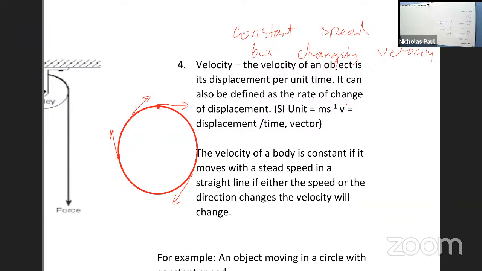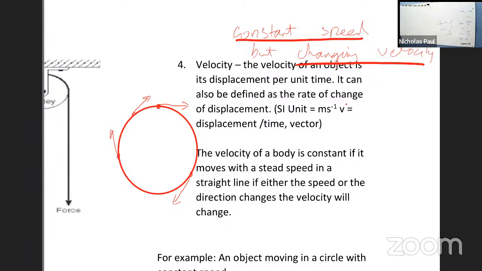That's okay? So your direction changes. Okay? So once the direction changes, you have a changing velocity with constant speed. Perfect example is a circle. Moving in a circle. Okay?